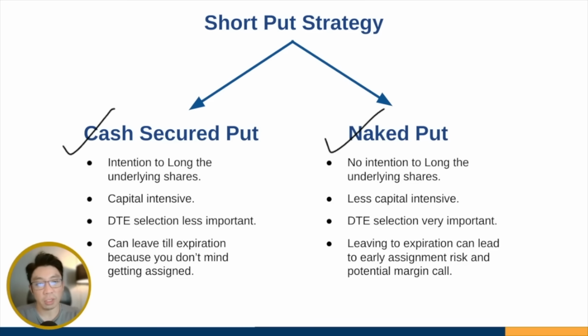And for the naked put, DTE selection is actually very important, right? Because you want to choose the right DTE that actually gives you an edge in the long term. And also, leaving it to expiration can lead to early assignment risk and potential margin call, right?